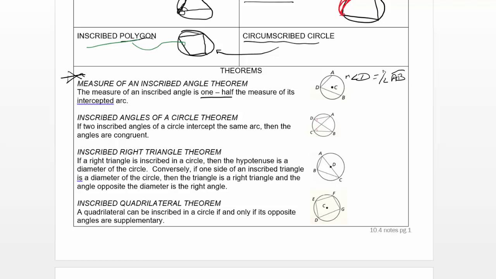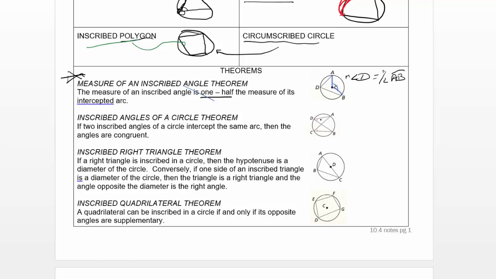Remember that we measure arcs by measuring the central angle that they intercept. So angle ADB is just half of angle ACB. This is another way to state this. With that in mind, there's a lot of properties we can show.